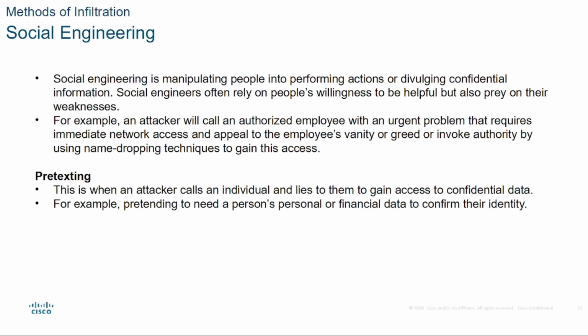An example of a way in which social engineering is used is pretexting. Pretexting is when an attacker calls an individual and lies to them to gain access. For example, pretending to need a person's personal or financial data to confirm their identity. That's why banks will always tell you that they never call you on the phone asking for your BVN or your passwords.